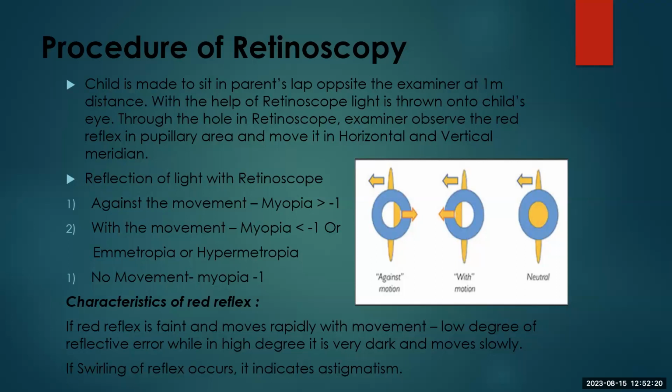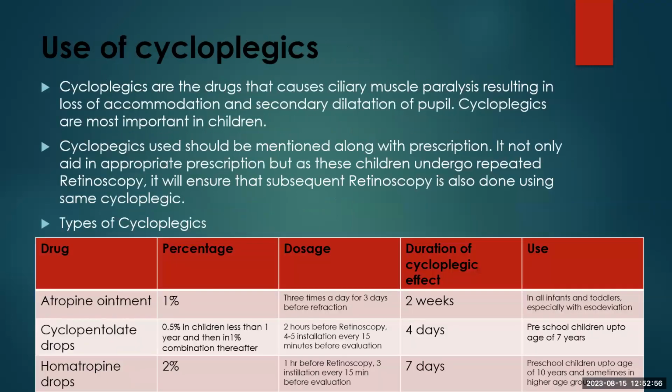We also judge the refractive status on the basis of the characteristics of the red reflex. If the red reflex is faint and it moves rapidly with the movement, there is a low degree of error, while if it is dark and moves slowly, there is a high degree. Also, as the child has accommodation, we use cycloplegics. The most commonly used are atropine, cyclopentolate, and homatropine. So we judge the retinoscopic finding, we note the working distance at which it is performed, and we also deduct the cycloplegic effect, which is 1D for atropine and 0.5D for homatropine and cyclopentolate.